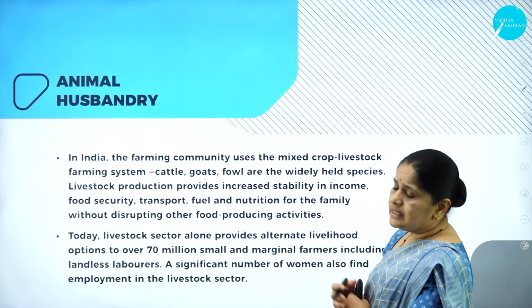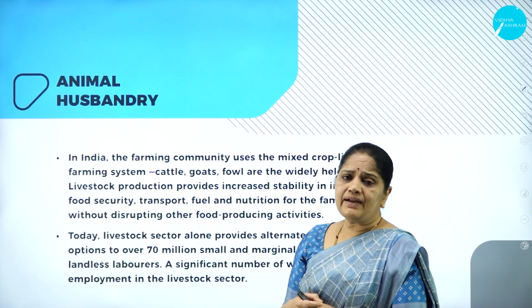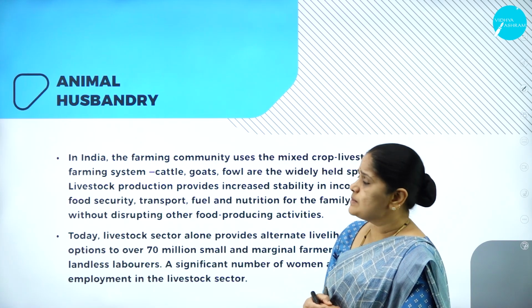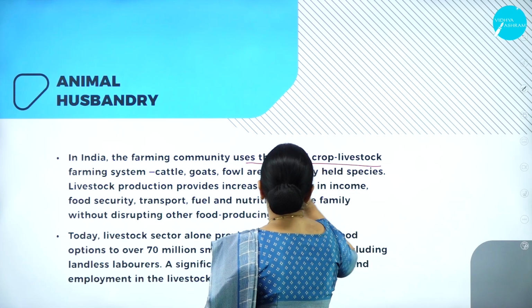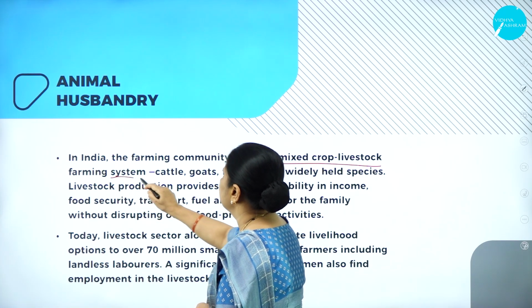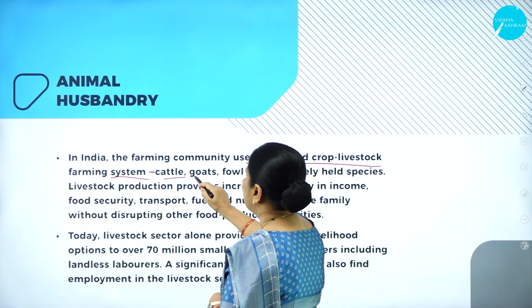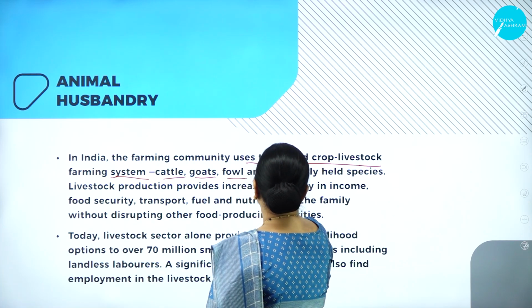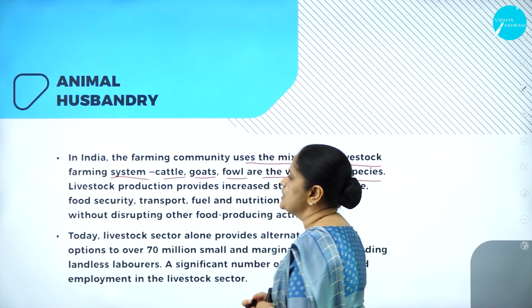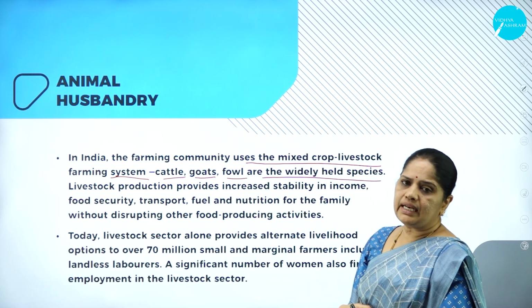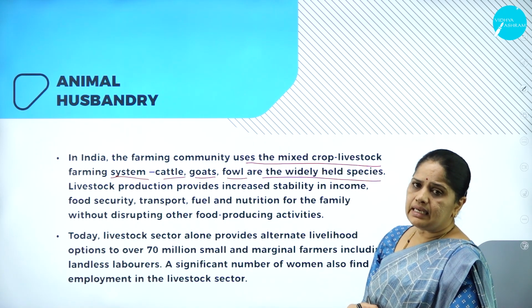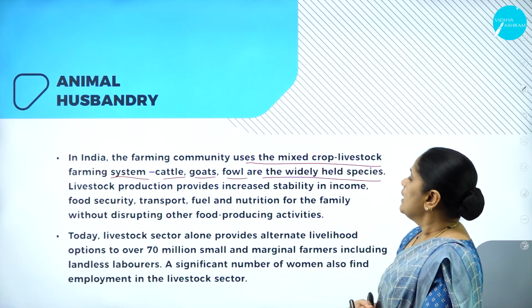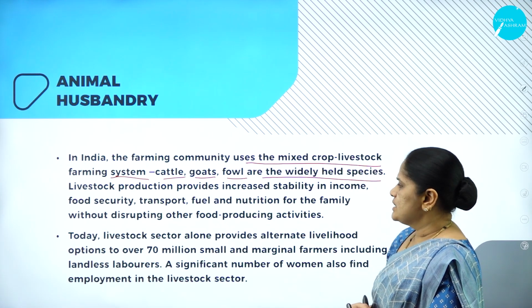Then the next topic we have to discuss is animal husbandry. In India, the farming community uses the mixed crop-livestock farming system. That is, cattle, goats, and fowl are the widely held species. So the farming community in India, in addition to agriculture, is interested in cattle breeding, goats, fowl, etc.